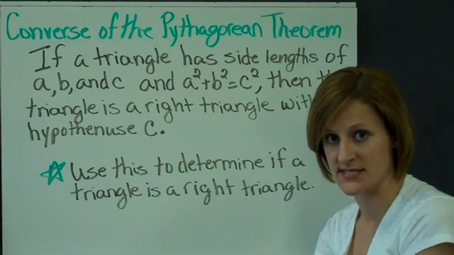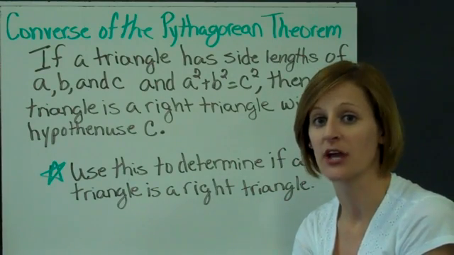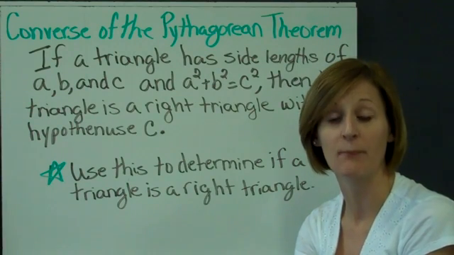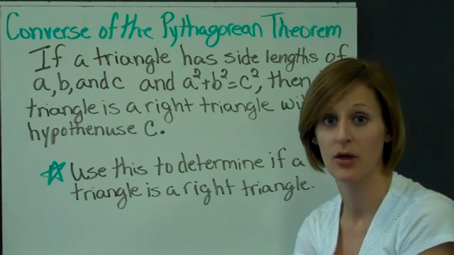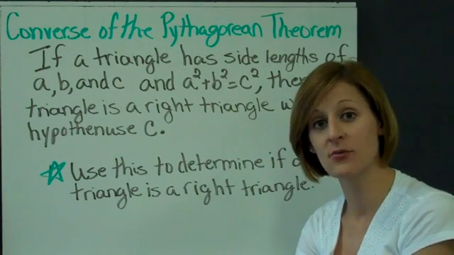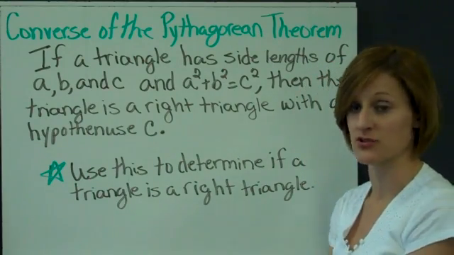So what this allows us to do is, when given the lengths of a triangle, we can see if it's a right triangle or not by just using the Pythagorean theorem. This is what we're going to do to tell somebody, yes, this is a right triangle, or no, it's not a right triangle.